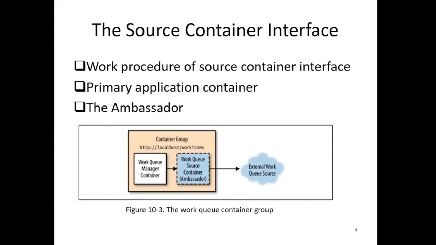Given the previously defined pattern of container groups, this can be shown as an example of the ambassador pattern defined previously. The generic work queue container is the primary application container, and the application-specific source container is the ambassador that proxies the generic work queue's requests out to the definition of the work queue out in the real world. The container group is illustrated in figure 10.3.